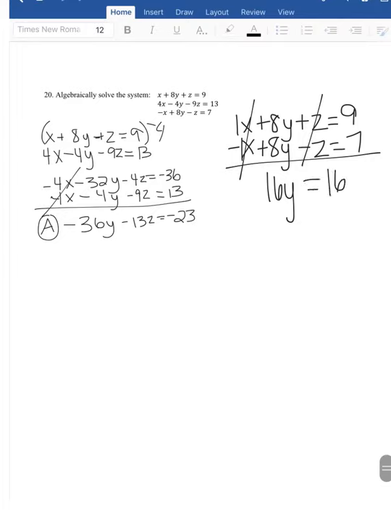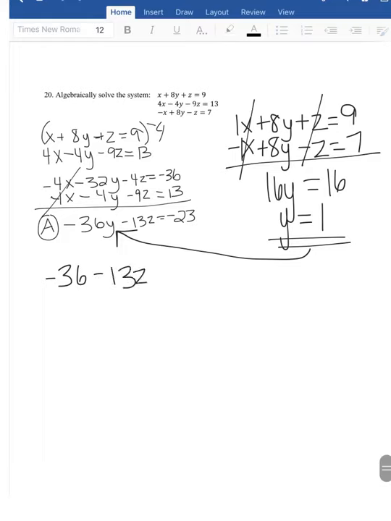So I don't have to do elimination again because my second equation over here leads me to one of my variables. Y is equal to 1. Now I can take this and plug this into this equation. So -36 times 1 is -36 minus 13z is equal to -23. When I add 36, I get 13. So z is equal to -1.